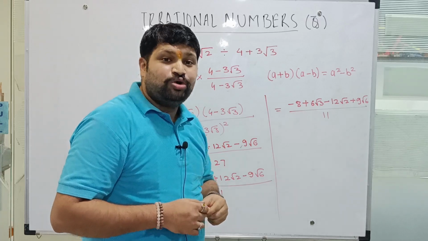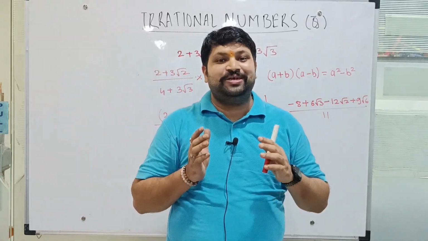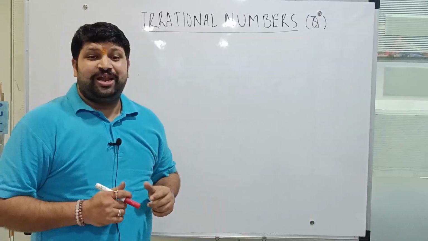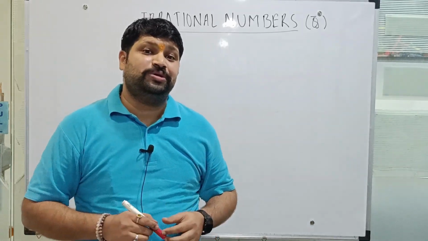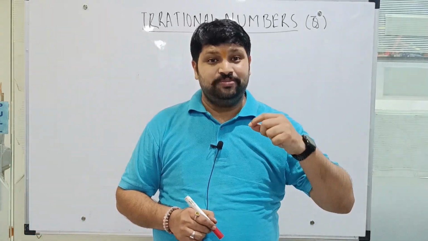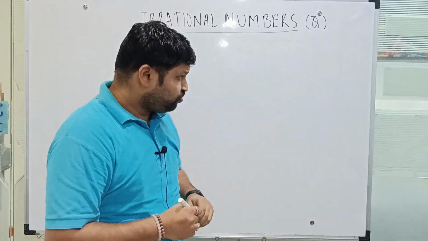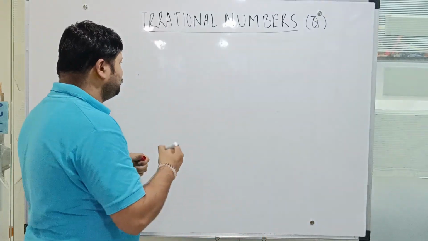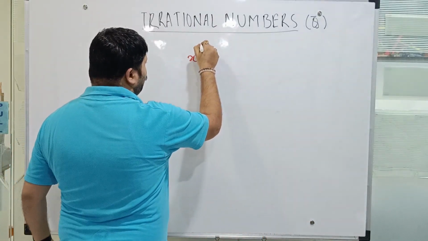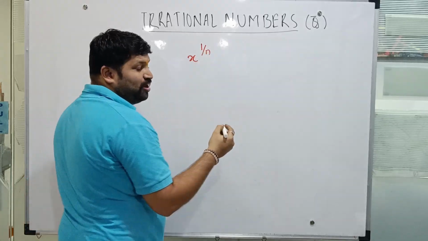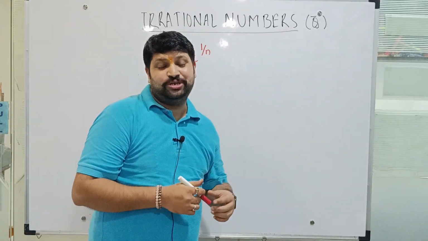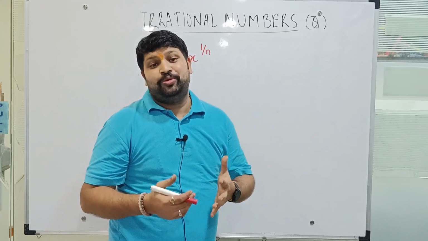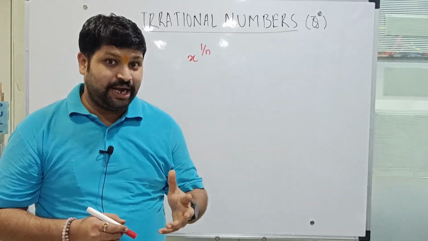Now let's go to the last part of this topic, that is surds. So the last part that we have is surds. Surds are numbers whose powers are a fraction. So anything that is to the power of, say, x to the power of 1 by n is called a surd. So anything to the power of a fraction would be called a surd or a radical.